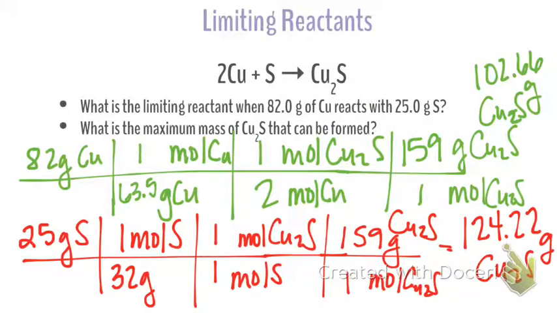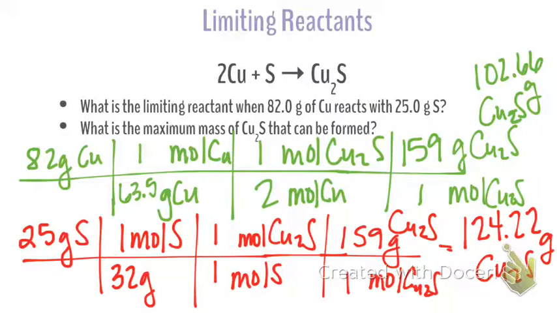So here is our two values. The top one says if we use up all 82 grams of copper, we can produce 102 grams. If we use up all 25 grams of sulfur, we could produce 124 grams. So which of these has to be my reactant that is limiting my production? Copper. Exactly. We look at which one gives us the smaller amount of product. That points us back to our limiting reactant.